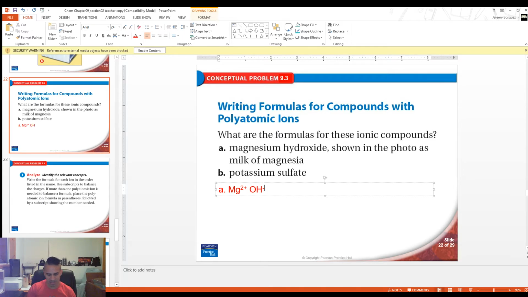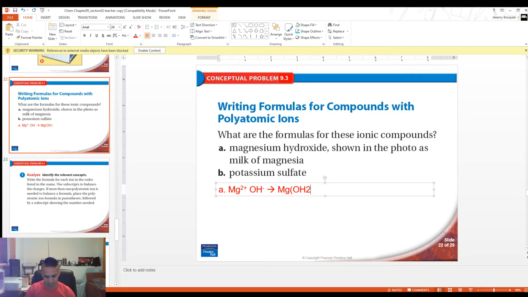Hydroxide is a polyatomic ion. It has a formula of OH and has a charge of -1. So we can see that we have +2, -1. Those are not balanced. We're going to need to have 2 hydroxides to balance out the 1 magnesium. So we have Mg, and then we're going to put parentheses around the OH, and a 2 goes outside to indicate we have 2 of them.